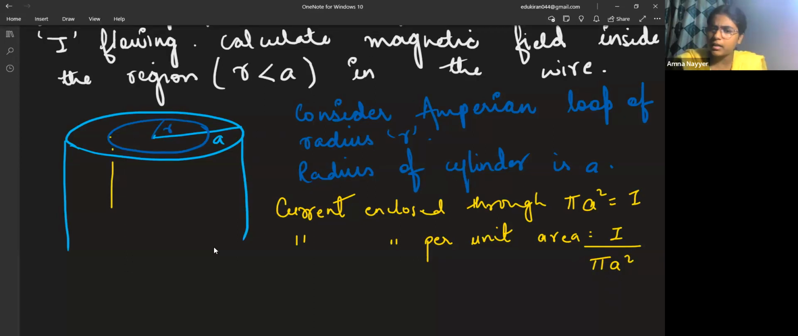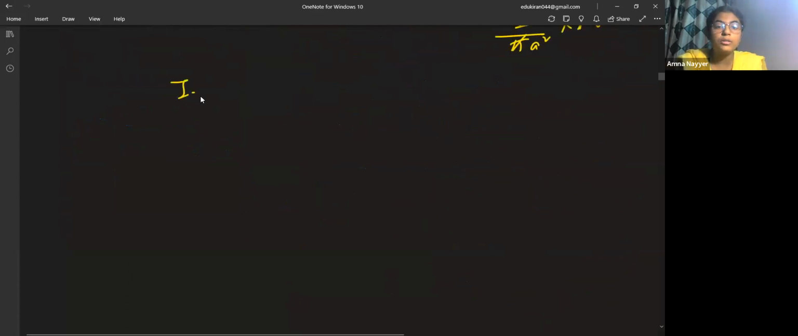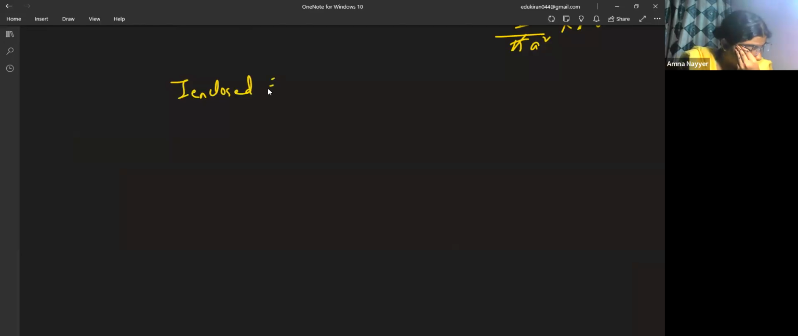For just this part, you can find the current through pi R square, which will be I by pi A square multiplied by pi R square. Pi gets cancelled. Now you actually have the value of I enclosed. I enclosed is not I this time. It is I R square divided by A square.